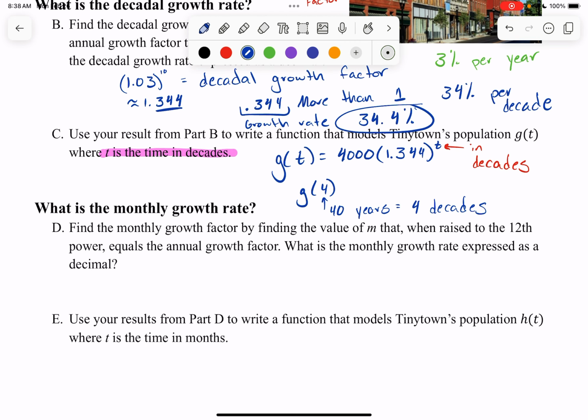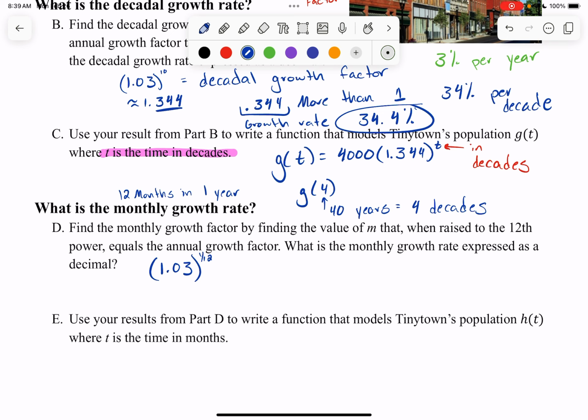Now, this next bit, we're going to go to smaller amounts of time. So instead of dealing with a decade, we're going to look at monthly. And if you don't remember, there's 12 months in 1 year. So if we want to find the monthly growth factor, we take our yearly growth factor and we're going to take it to the 1/12th power.